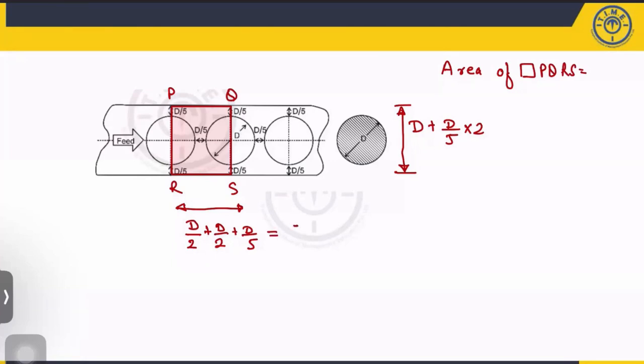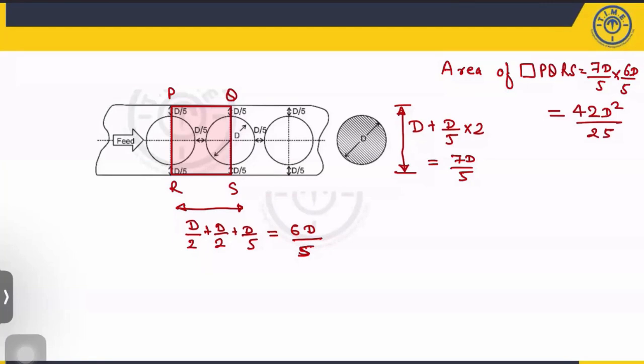6d by 5. If you take d by 2, it will become d. So 5d plus d is 6d by 5. And this value will be d plus 2d by 5, which is 7d by 5. Okay, what is the area? 7d by 5 into 6d by 5. What is this? 42d square divided by 25. This is the area of PQRS.